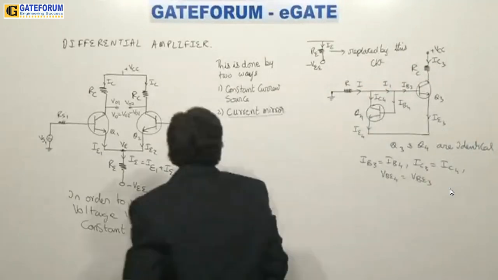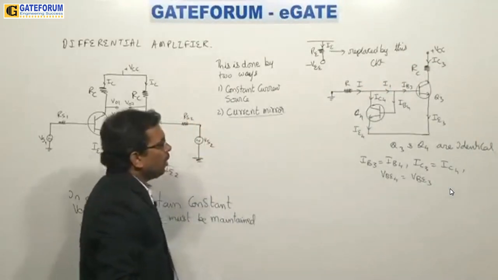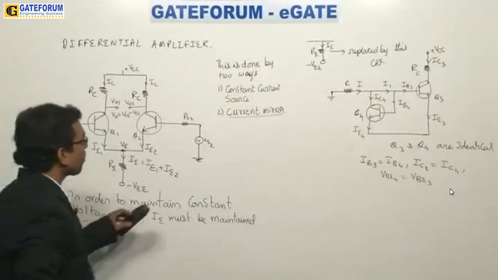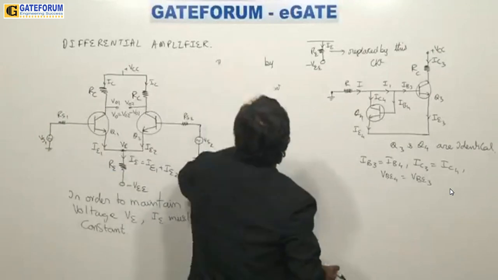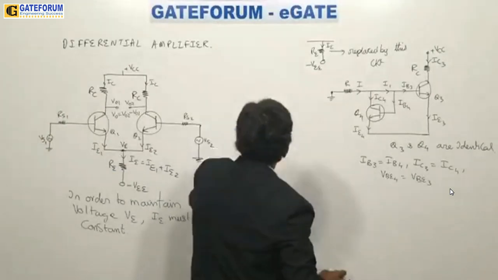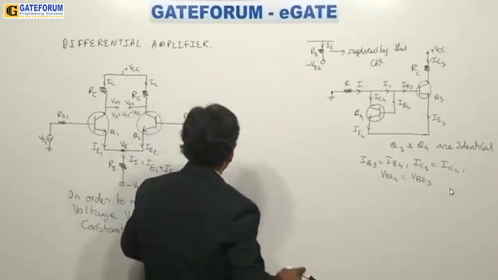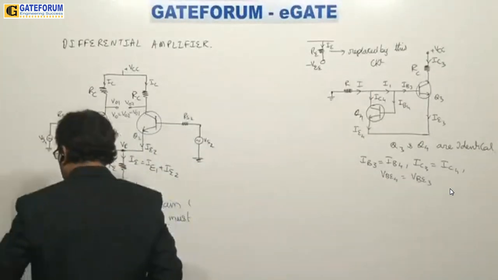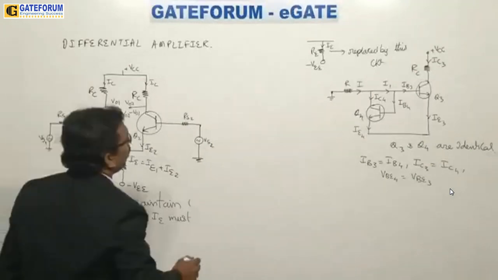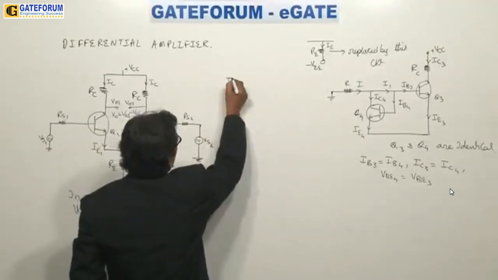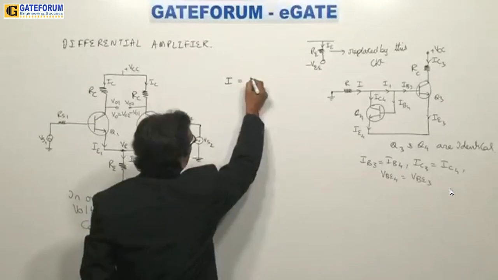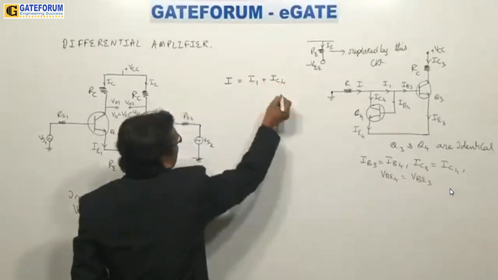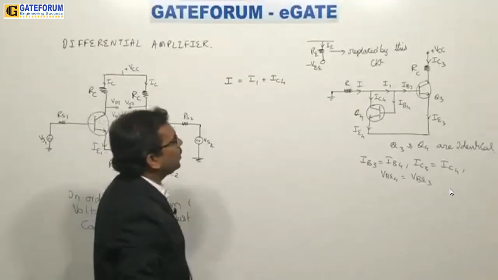Now let us see this functionality. The current equation we write here is I is equal to I1 plus IC4.